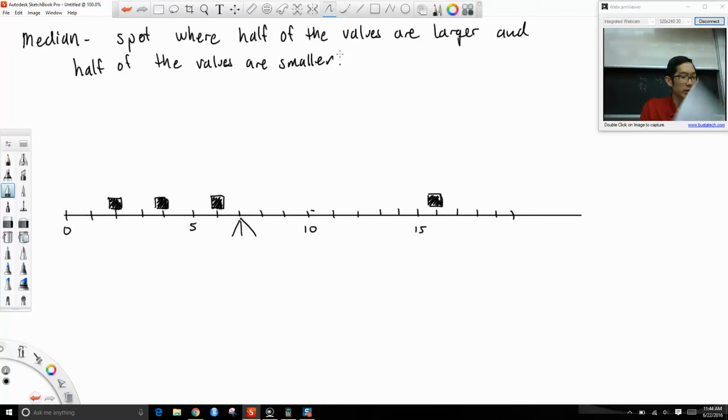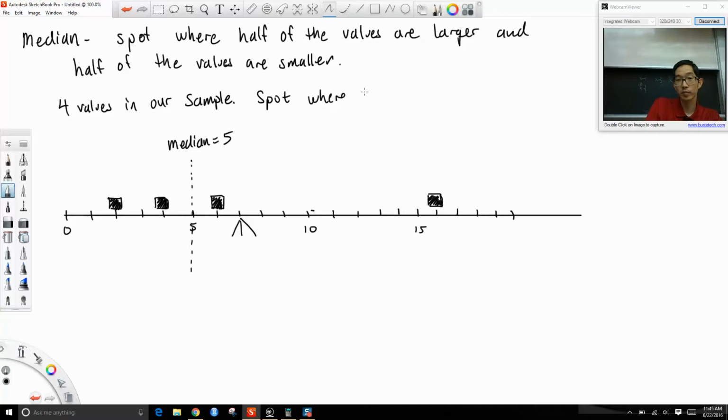So what is the median in this scenario? Yeah, so the median, we've got 4 values, and so our median here is 5. Okay, because with 4 values in our data set, or in our sample, we want the spot where 2 numbers are larger and 2 are smaller. So in this case, our median is 5.